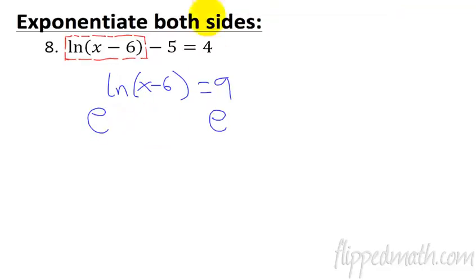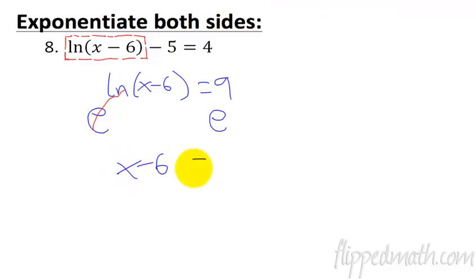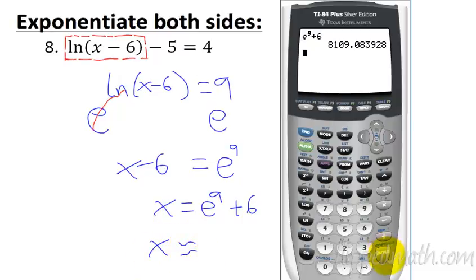And now that means that the e and the natural log cancel each other. That's all gone. And on the left, I just have x minus 6. And on the right, I have e raised to the 9th power. And so my final answer would be e to the 9th plus 6. Or I could get the approximate answer. Let me grab my calculator and figure that out. And that is, big number, 8,109.083.